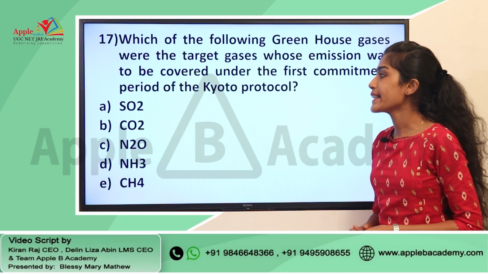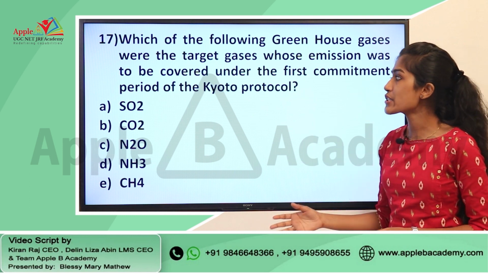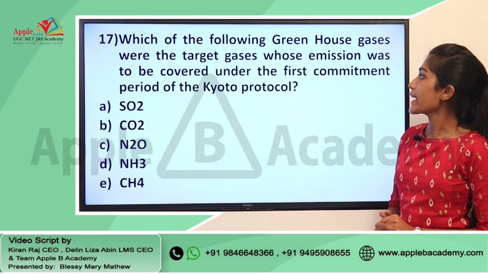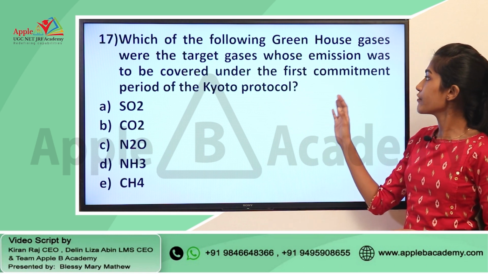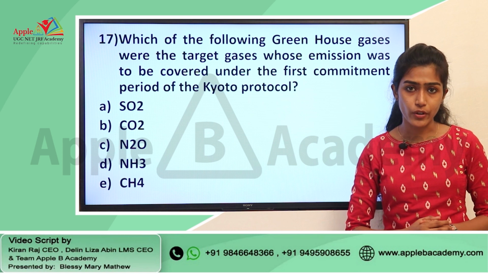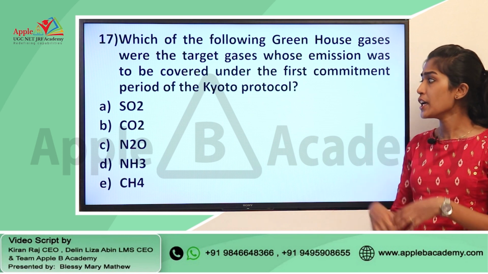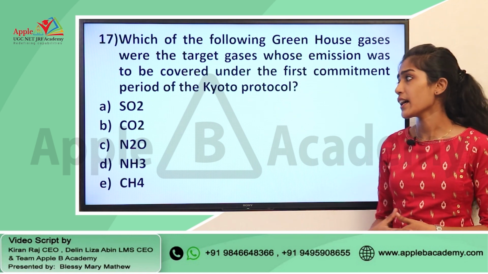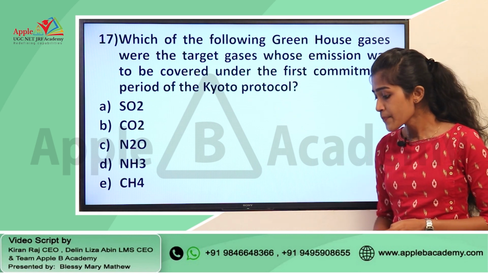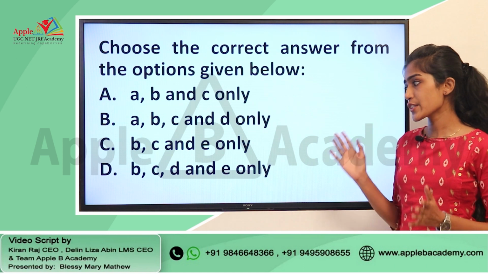So, what we have to identify here is, from the various options given, the target gases whose emission was to be covered under the first commitment period of the Kyoto protocol. We have already discussed the Kyoto protocol and this first commitment period, and all these ideas were discussed in our classes. We have been given various options as well.